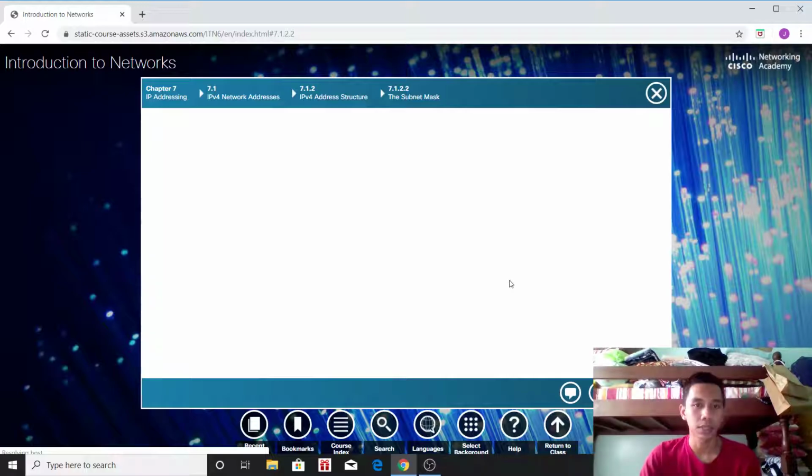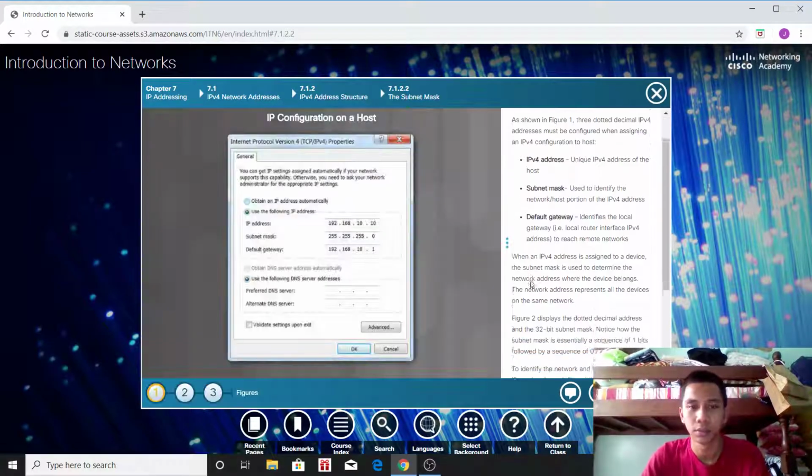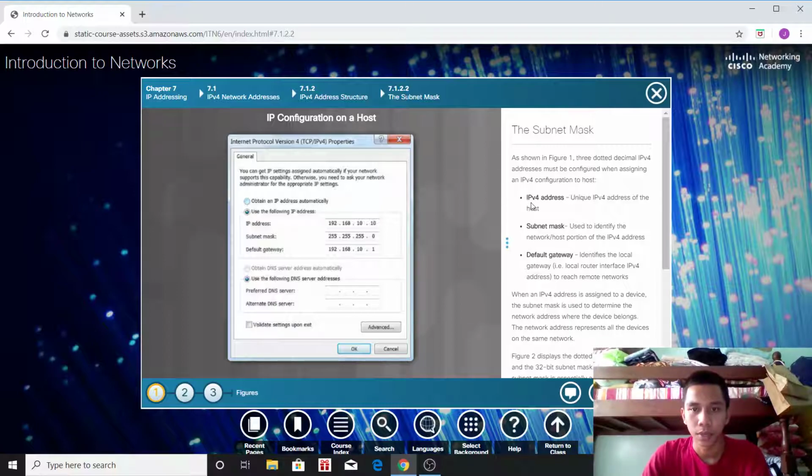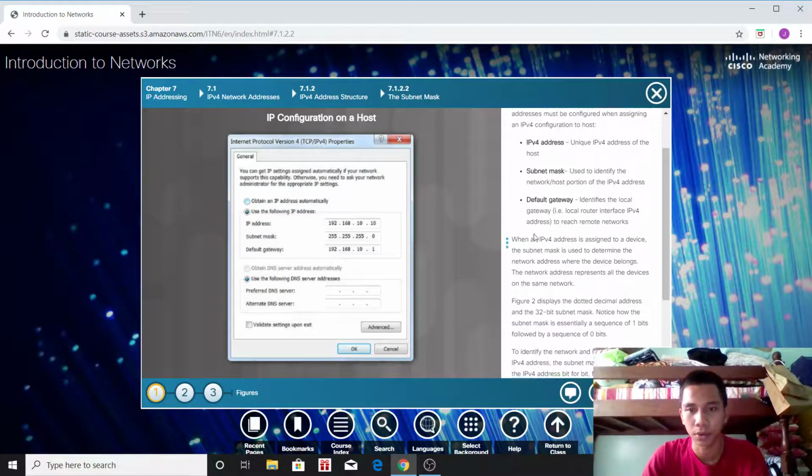Then the subnet mask. The subnet mask is 255.255.255.0. Then the IPv4 address is the unique address of the host, and the subnet mask is used to identify the network of the host. The default gateway identifies the local router.